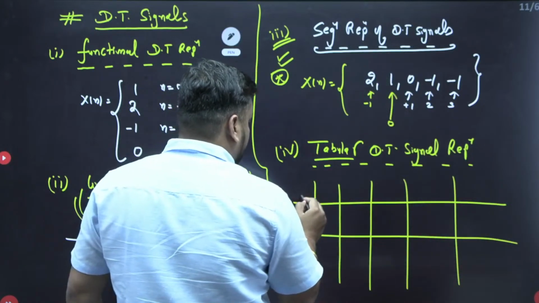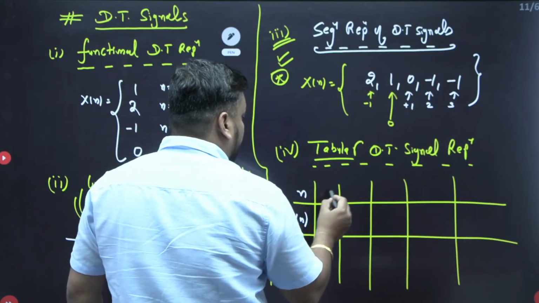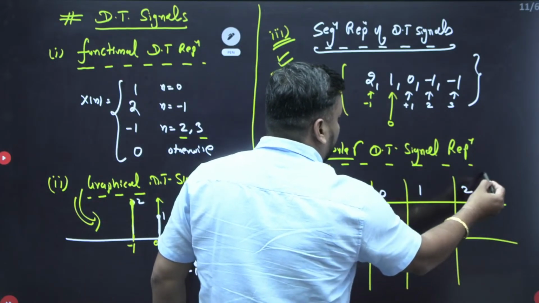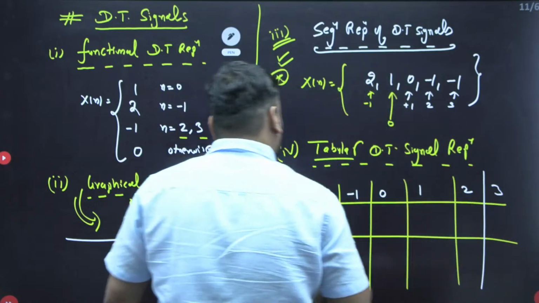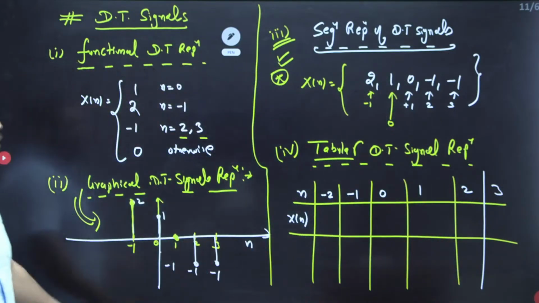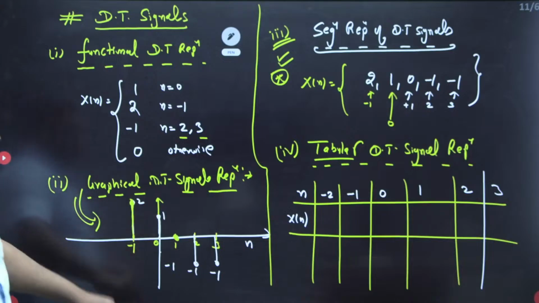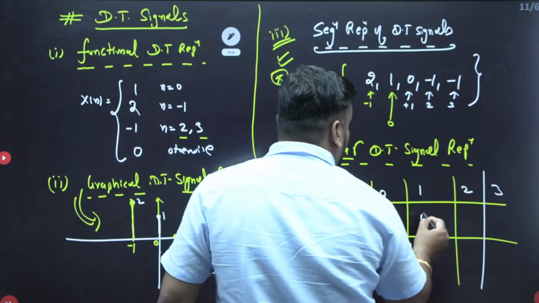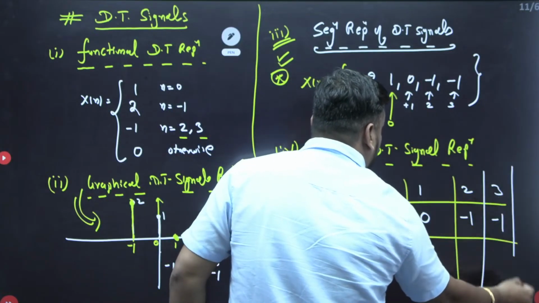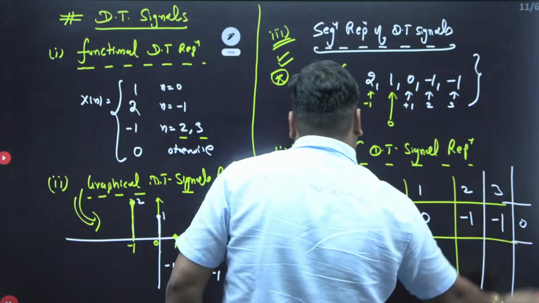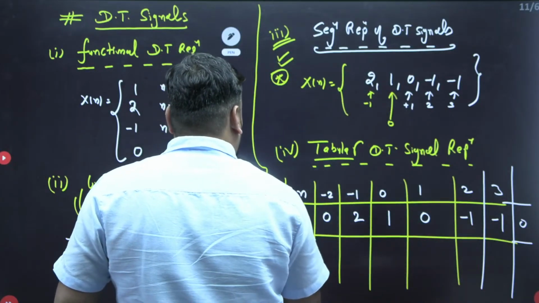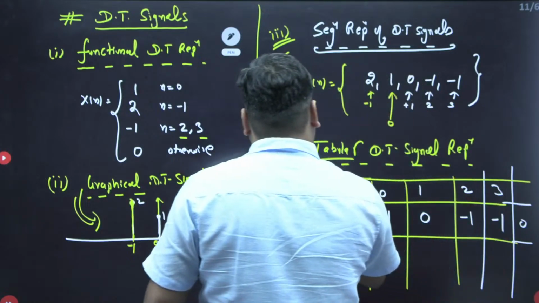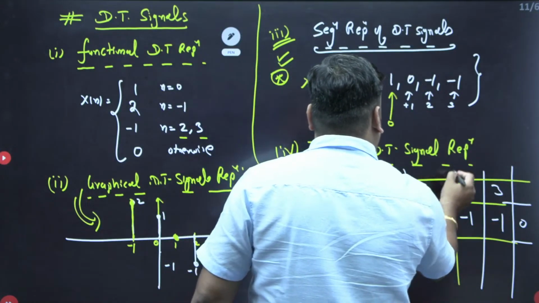Here they will represent n and here x of n. The values of n are minus 2, minus 1, 0, 1, 2, 3 and so on. Now you can take the same example of x of n. At minus 1 the value is 2, at 0 the value is 1, and then 2, 3, minus 1 like this. And all the rest of the values are 0. So this is your tabular form representation, n and x of n.